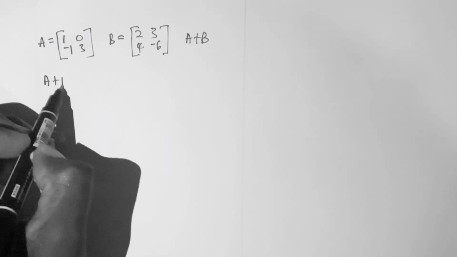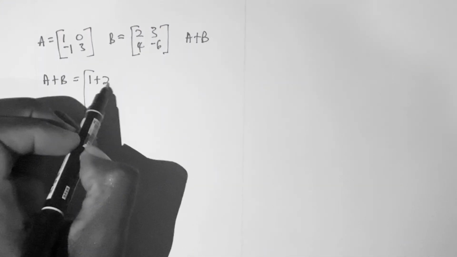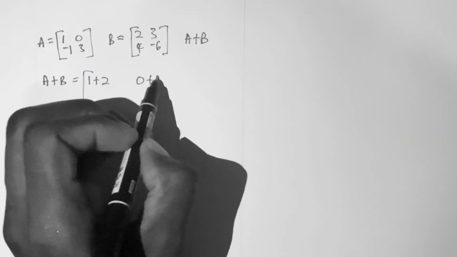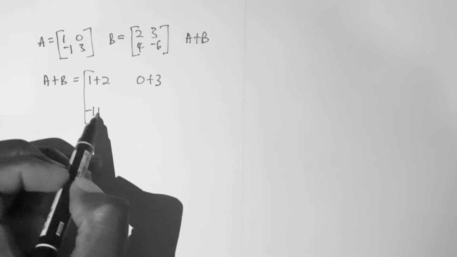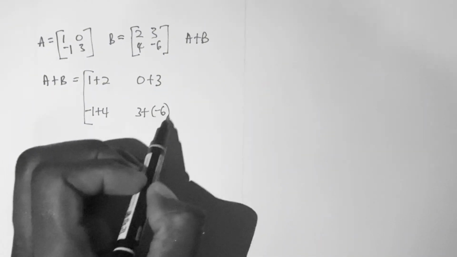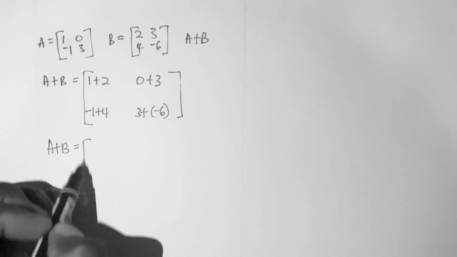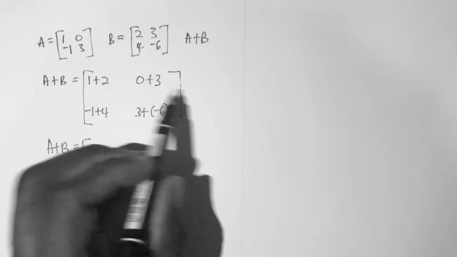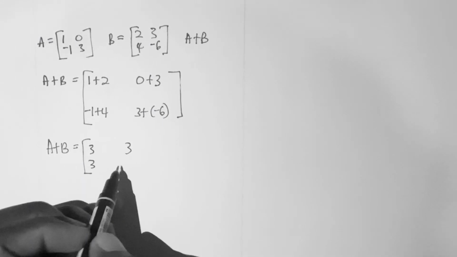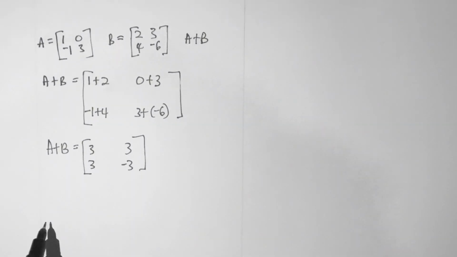So A plus B is equal to, now 1 plus 2. And then this term is 0, so 0 plus 3. Then here is minus 1 plus 4. And then here is 3 plus minus 6. Bracket close. So A plus B is equal to 1 plus 2 is 3, 0 plus 3 is 3, minus 1 plus 4 is 3, 3 minus 6 is minus 3. And therefore, this is A plus B.